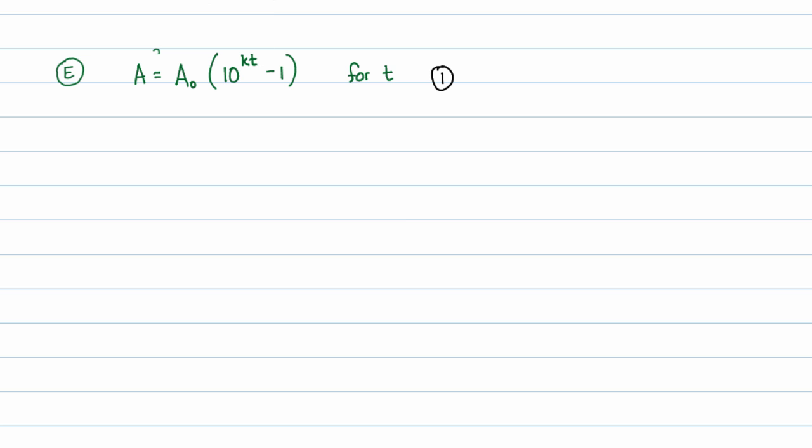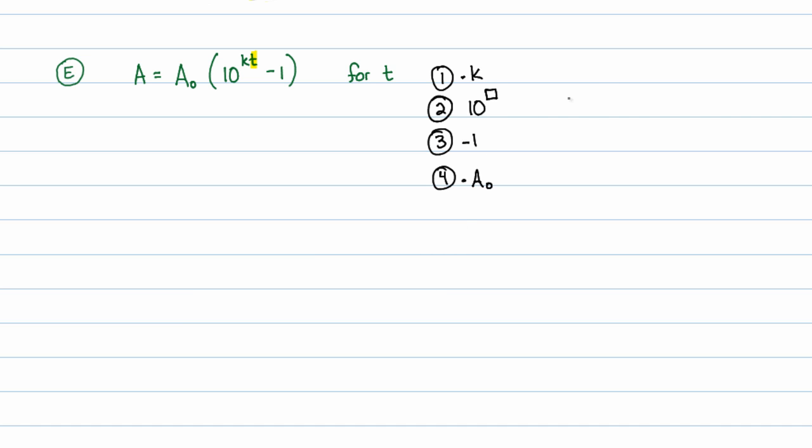Just focus in on t here and ask yourself, what was the first thing that happened to it? Well, it got multiplied by k. I see that. The second thing that happened to it after it got multiplied by k is it got raised to by base 10. The third thing that happened to it after it became 10 to the kt is they subtracted 1 from it. After that, when they had 10 to the kt minus 1, they multiplied all that by a naught.